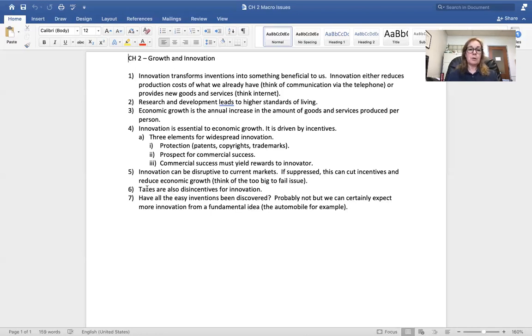Let's look at the next topic here. So we said that innovation can be disruptive and you shouldn't suppress innovation. Taxes can also be disincentives for innovation. So if taxes are high, then that can hinder innovation. So lower taxes are better.